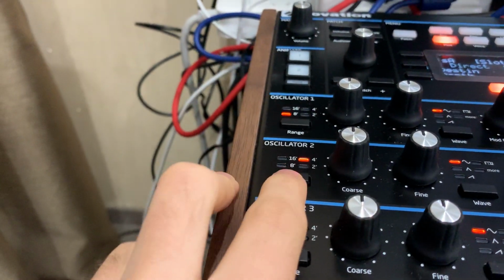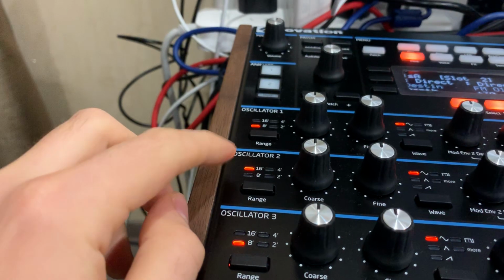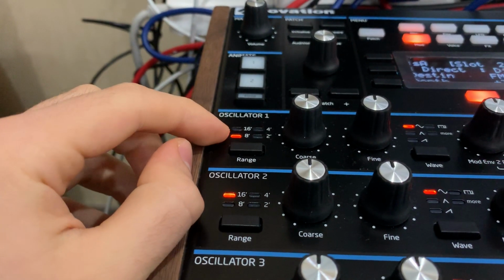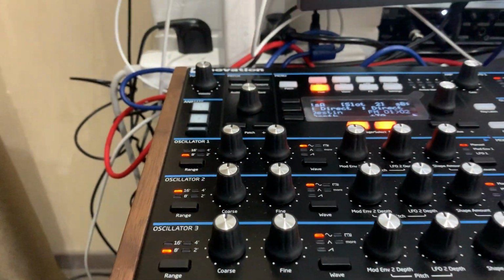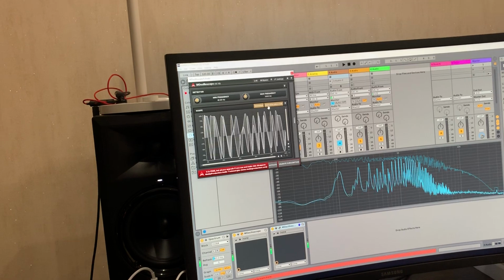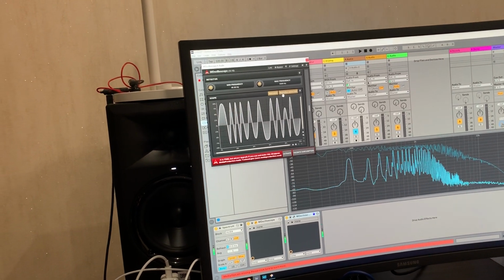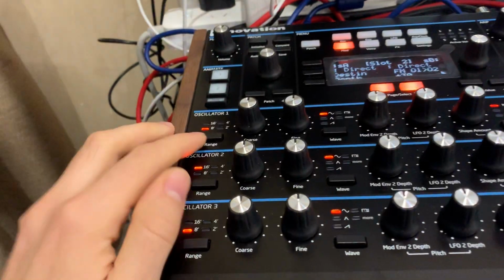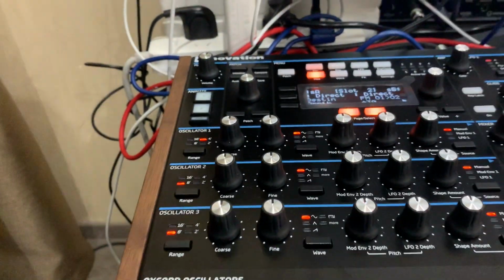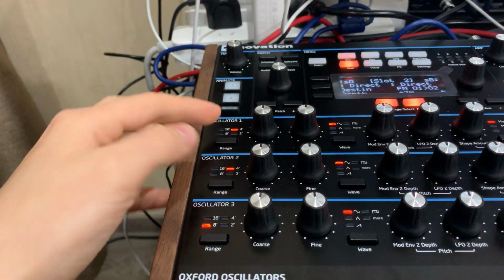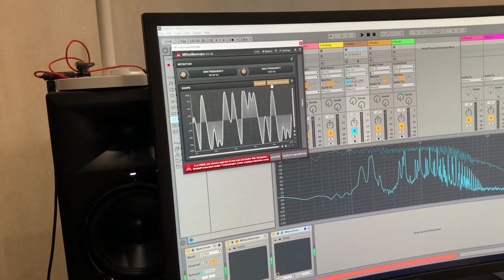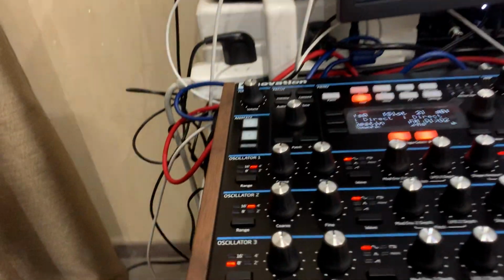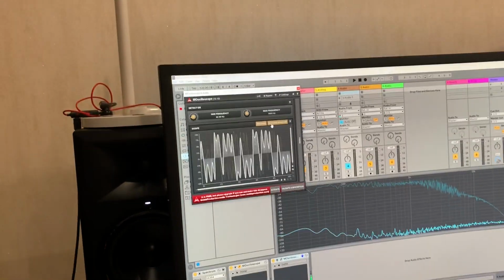And okay, if I'm going to 16, now this oscillator is an octave higher than this, the inharmonics doesn't happen. And it's perfectly fine. Okay. For example, here they're on the same frequency and the inharmonics come. It's not okay. It's higher. It's okay.